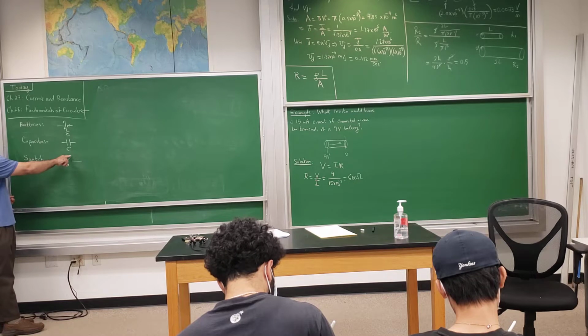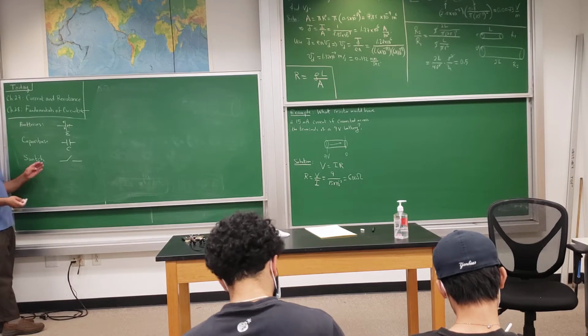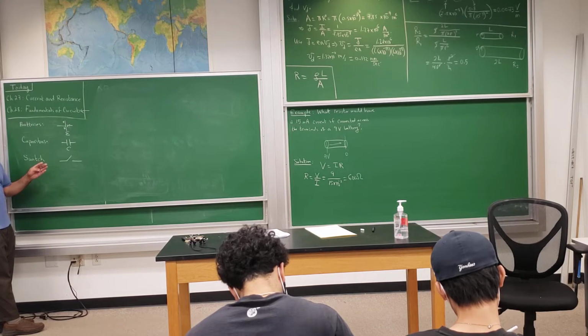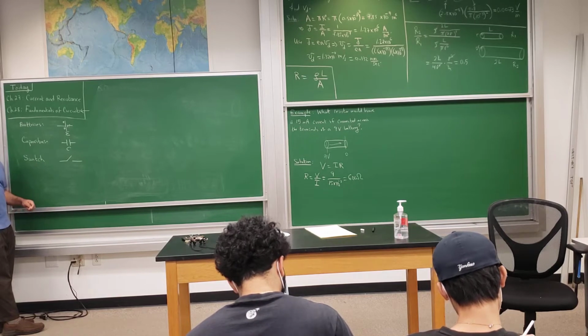In principle, the switch can close, it can open. If it's open, the current cannot flow. If it's closed, then the current could flow. Okay? If it's open, basically the resistance is infinite. V equal to IR, so the current will be V over R, but if R is infinite, I is zero.